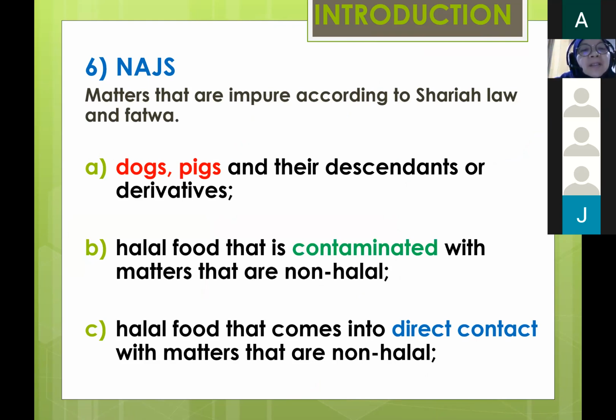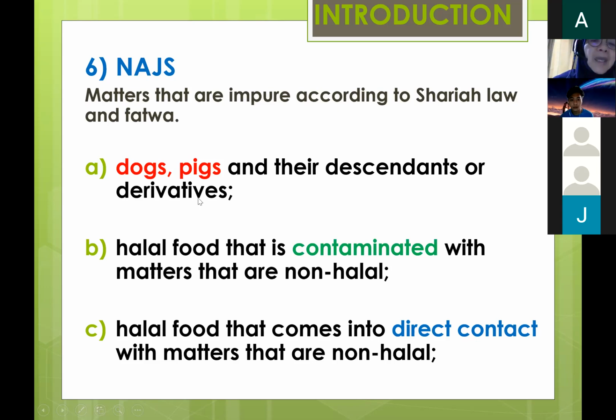Okay, najs. What is najs? Najs are matters that are impure, or in other words, dirty. Not just dirty, impure. They all have different meanings actually, according to Sharia law and fatwa. So sometimes things are dirty, but it's not najs. For example, if you dirty yourself with a certain thing, it is not necessarily najs. So now we only want to talk about najs. What is najs?